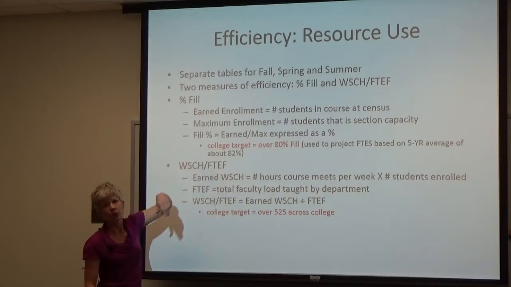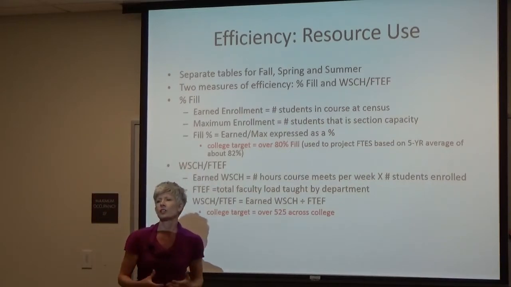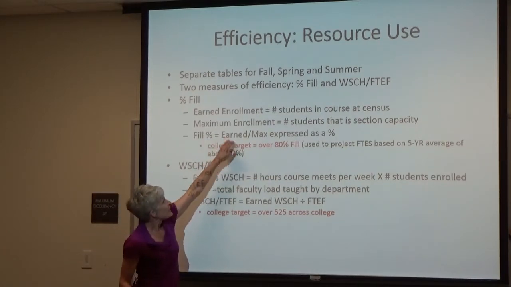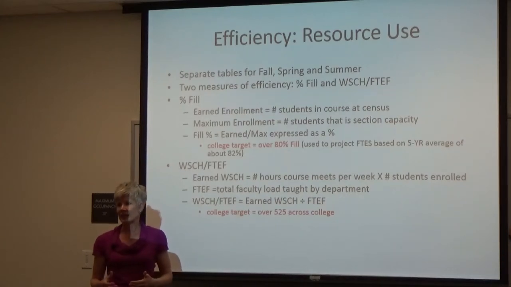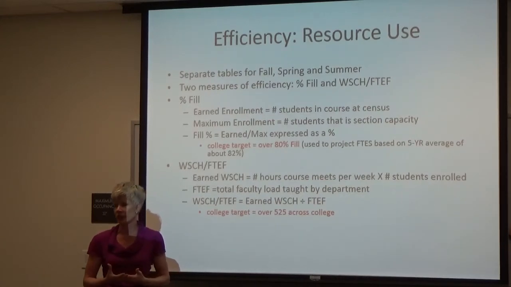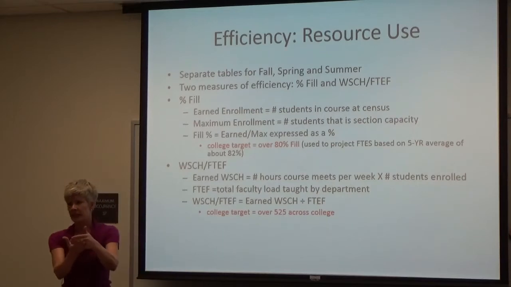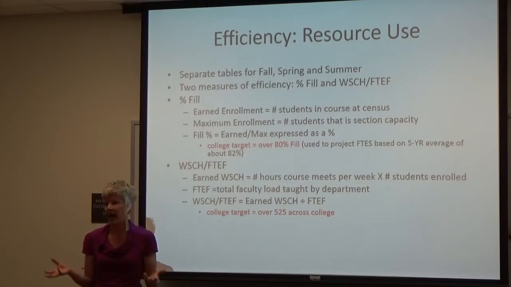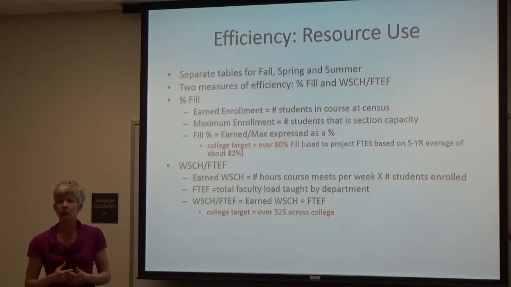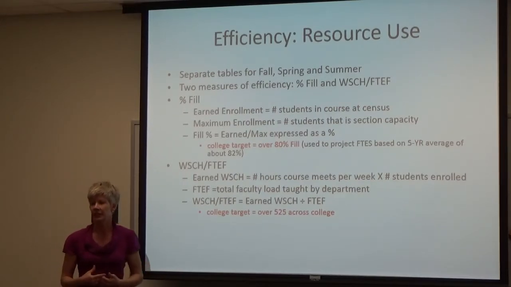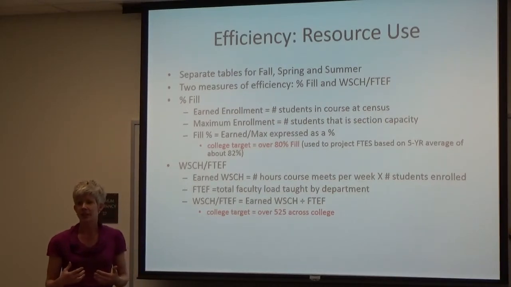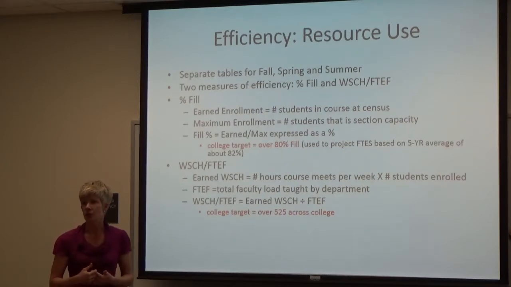We have a number that's called earned enrollment. That's how many students are actually sitting in the seats in your class. And the max enrollment is the section capacity. When you list that course in WebAdvisor and you say the course max is this, that is what we call the max. That is as many students as you can have. So if you're sitting in a classroom that has 50 chairs in it and the fire code cap for that room is 50, then your max for that course is going to be 50 students.